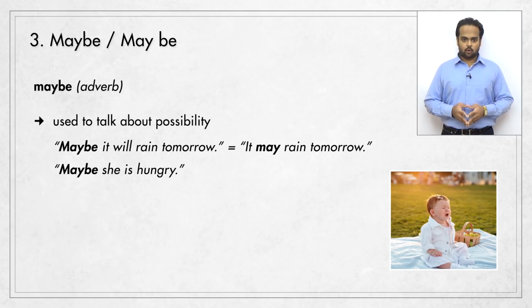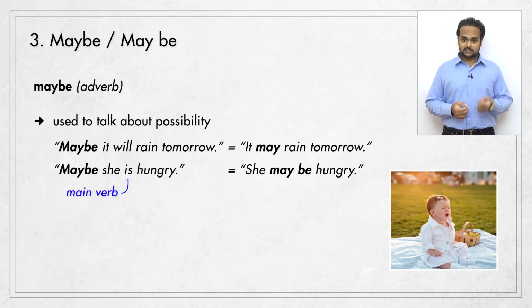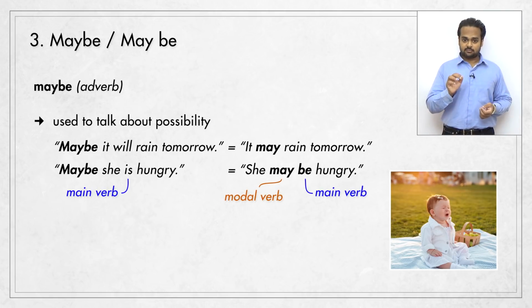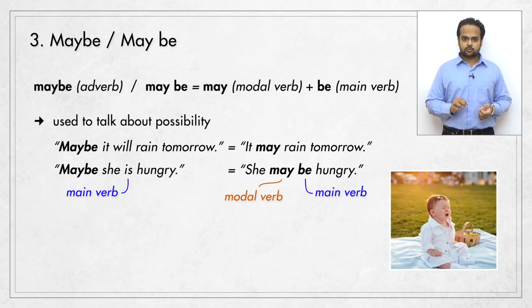But I have a question for you. What is the main verb in this sentence? It's is, which is a present tense form of be. There's no helping verb here because we don't need one in the present tense. So here's another way we can say this. She may be hungry. Here, may is a modal verb and be is the main verb in the sentence. This is always true when we write may and be as separate words. May is a modal verb that shows uncertainty, and be is the main verb.